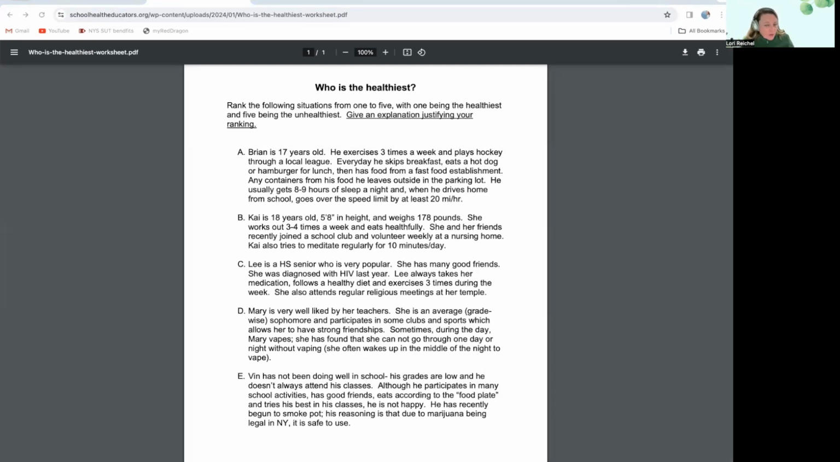After having an overall discussion, I ask the students, so what's the correct answers here? Who's the healthiest? Who's the least healthiest? And usually the students will tell me, well, it depends. And I'll say, what do you mean? And they're like, well, what are we looking at when we're defining health?